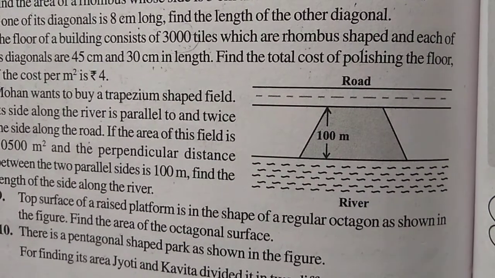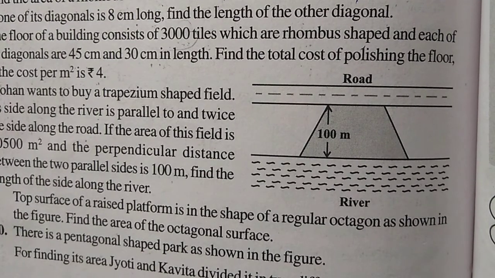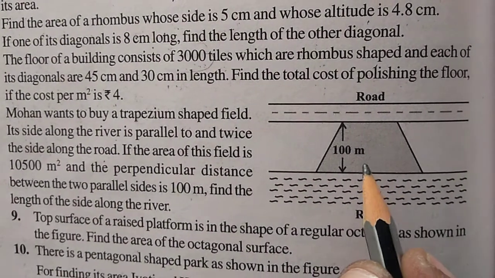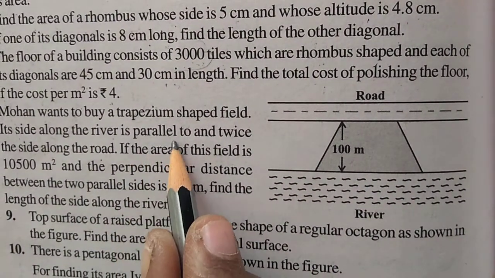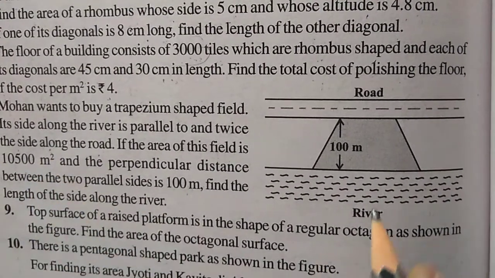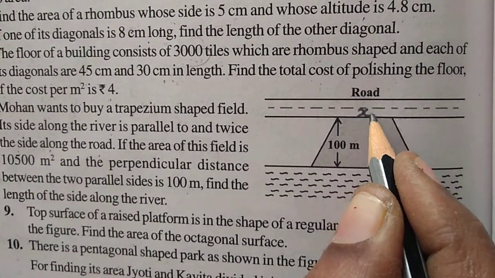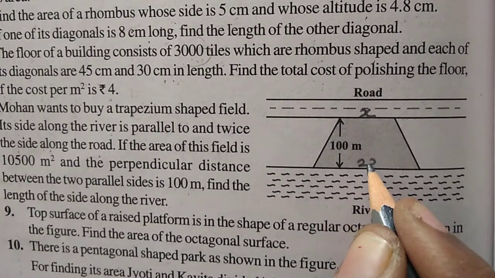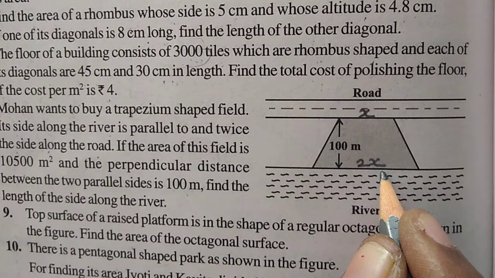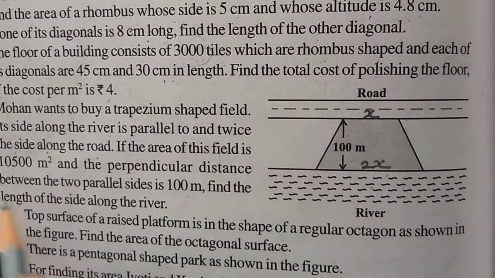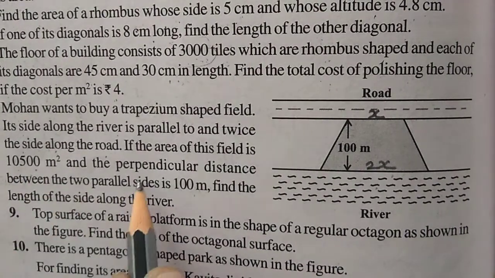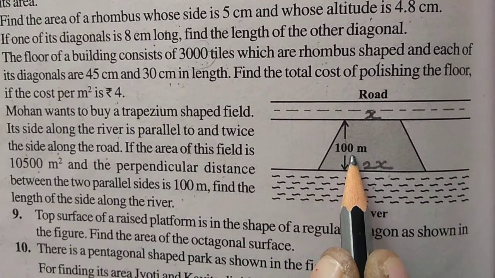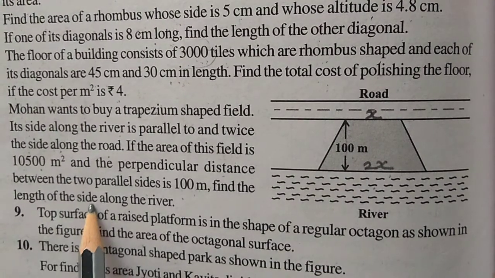So if we consider its side along the river is parallel and twice the side along the road. If along the road he has x measurement, along the river it has 2x because it is twice. And this total area is given as 10,500. And the perpendicular distance between the parallel side is 100. So this distance is 100. Find the length of side along the river. So along the river, this length of the side we have to find.